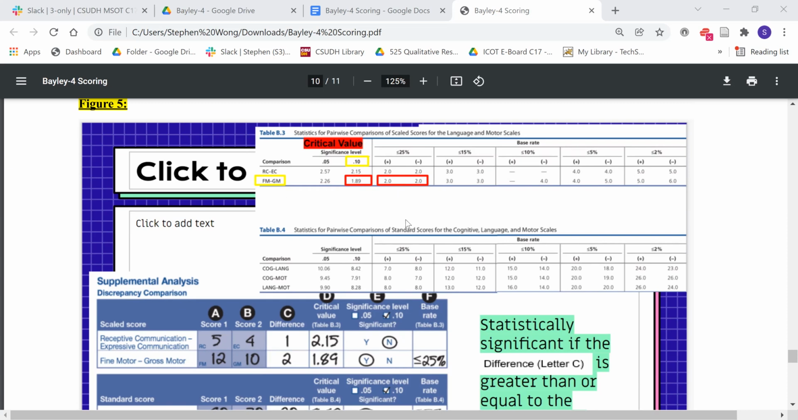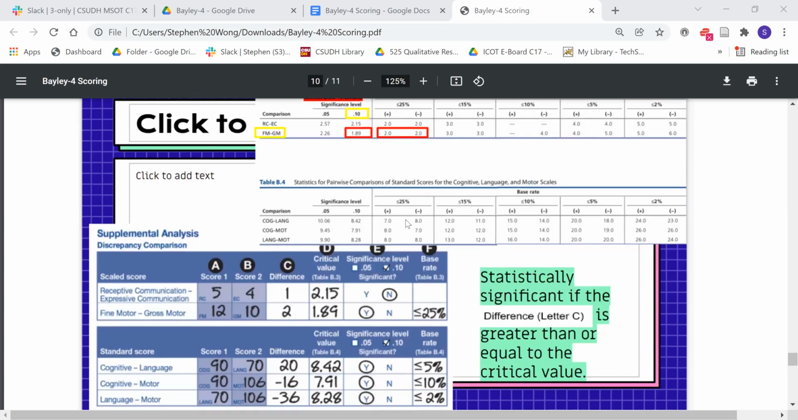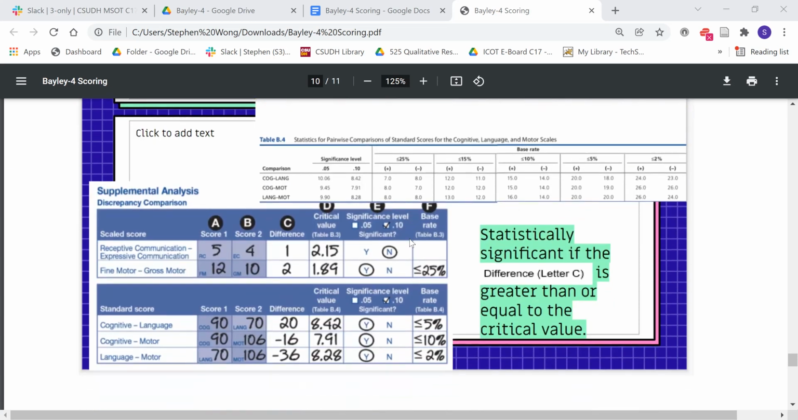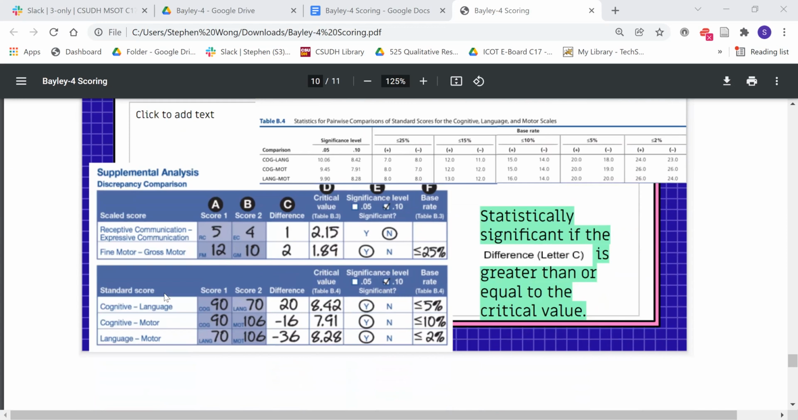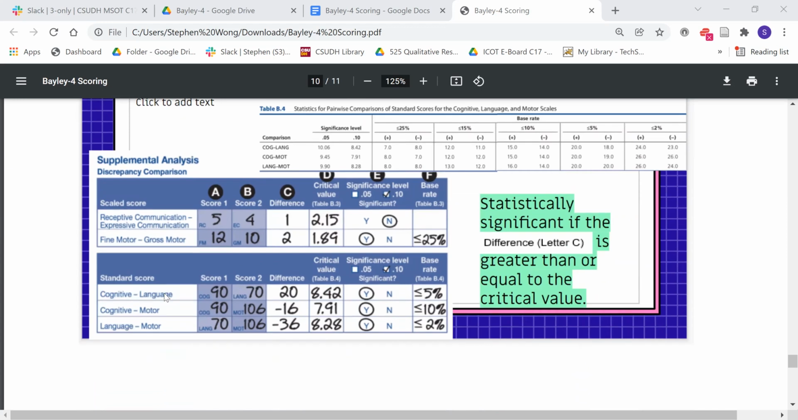So I'll do an example from the other table as well. That might be a little more difficult, just so everyone gets a chance. Let's do this one. Let's do standard score comparing cognitive versus motor. Again, you would subtract score 2 of 106 from score 1 of 90. So 90 minus 106 is negative 16. And then let's get the critical value from table B.4.